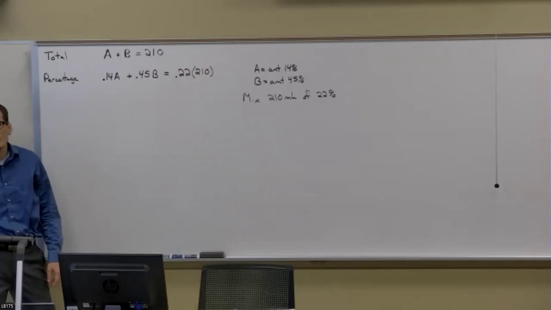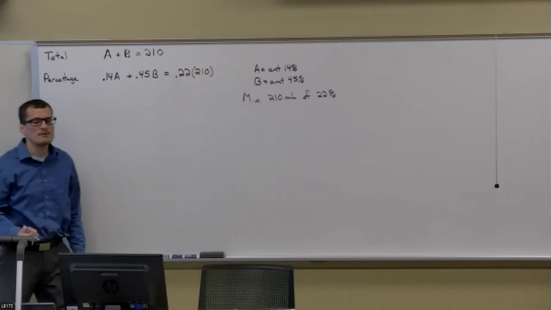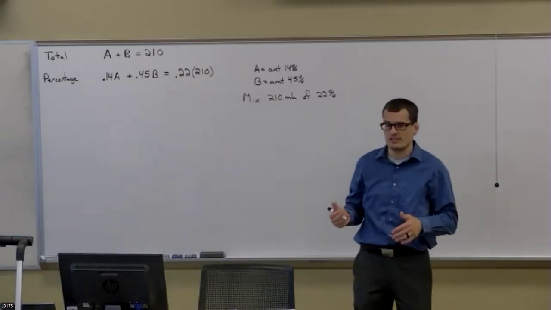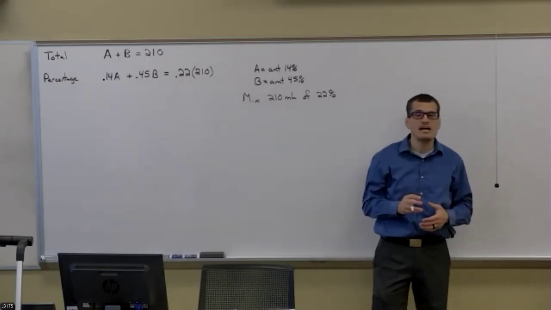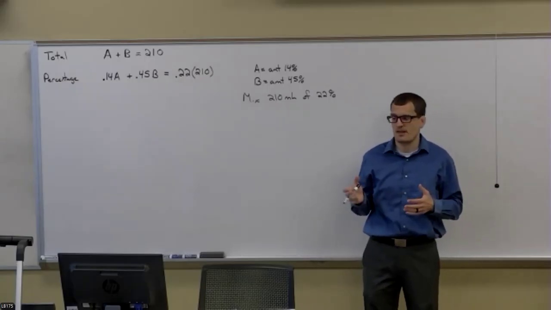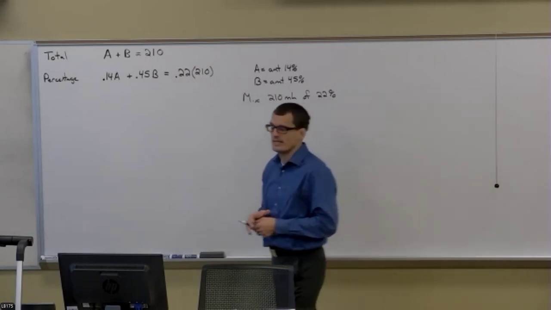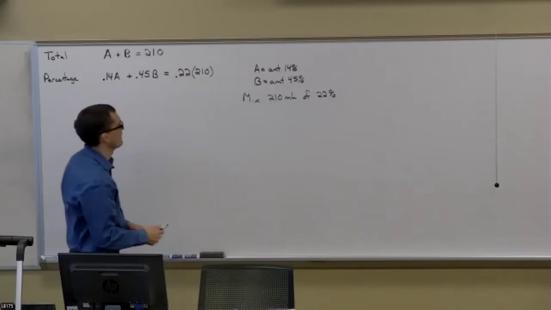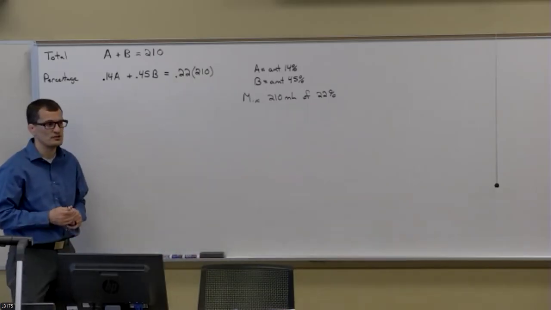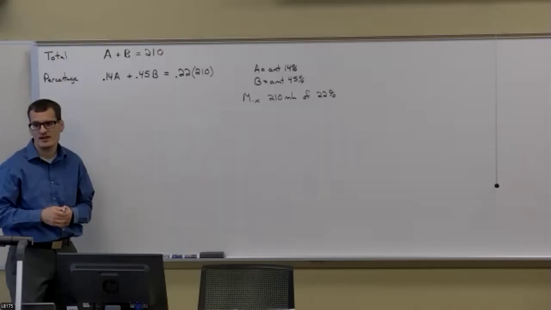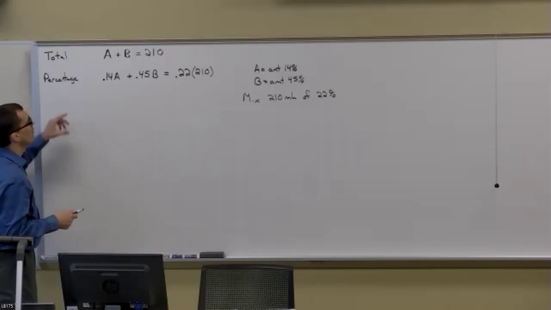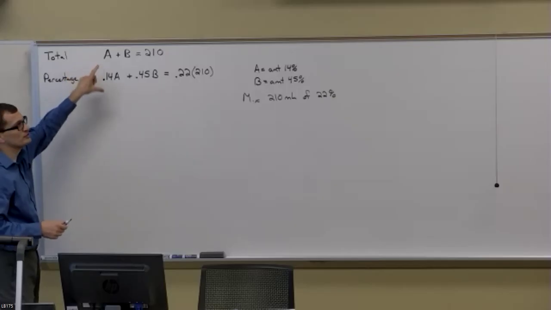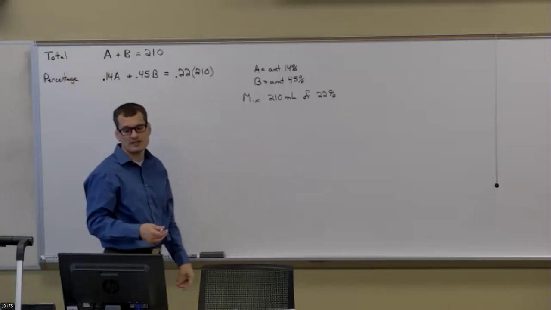Now, I'm using the letters A and B. You can use whatever letters you like. You can use X and Y. But if you're doing this on Moodle or any program, and it tells you to use A for one amount and B for the next, use those letters. And then we have a system of linear equations. This is two equations, two variables, so we can solve it.